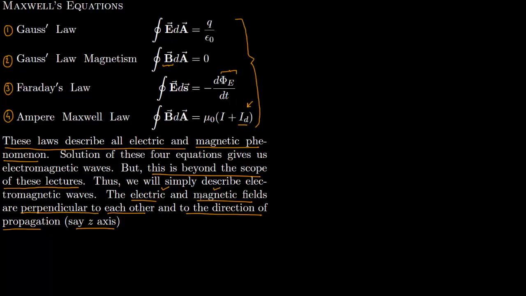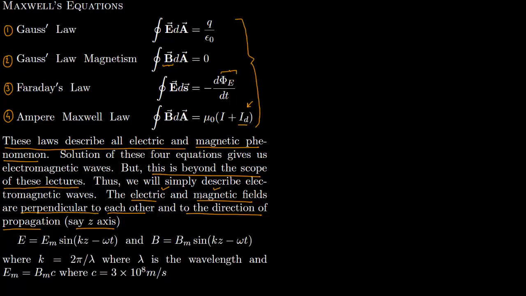So let us see what the equations are. There are two equations which describe the electromagnetic wave. First concerns the electric field. So E is equal to Em, where Em is the maximum value, times sine of kz minus omega t. Now this k is a constant. This k is equal to 2 pi by lambda, where lambda is the wavelength. z is the direction of propagation. Omega is the angular frequency, which is 2 pi f.